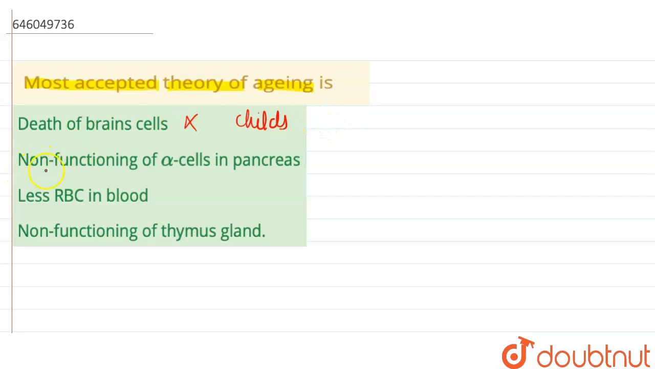Okay, the next option here is non-functioning of alpha cells in pancreas. As we know, the non-functioning of alpha cells can also occur in young people, as it causes the disease named diabetes, which can occur in any age group, right? That's why it's also an incorrect option.